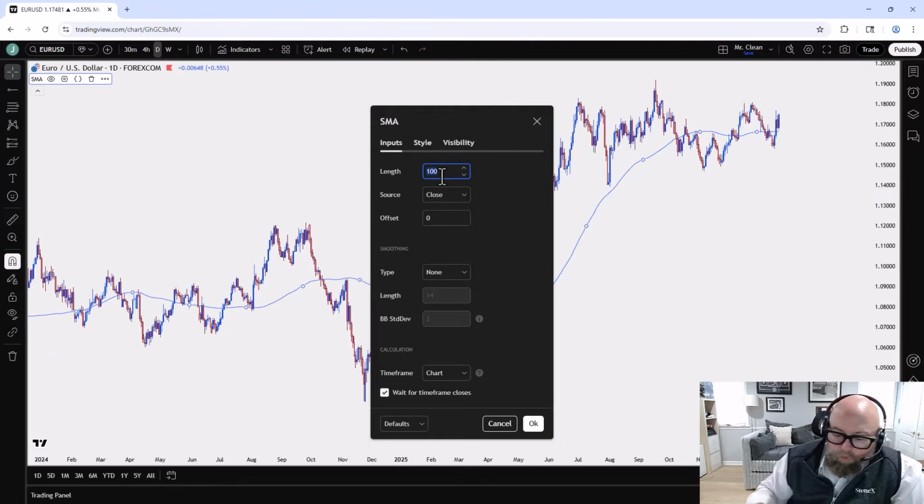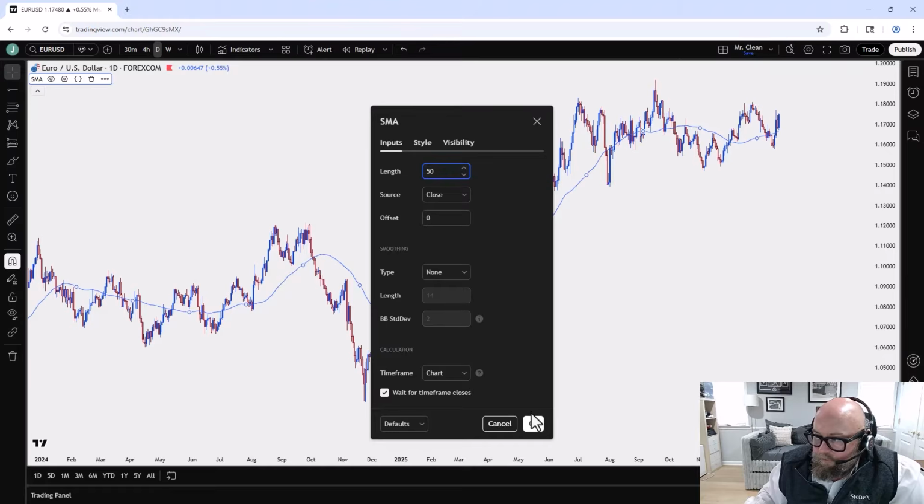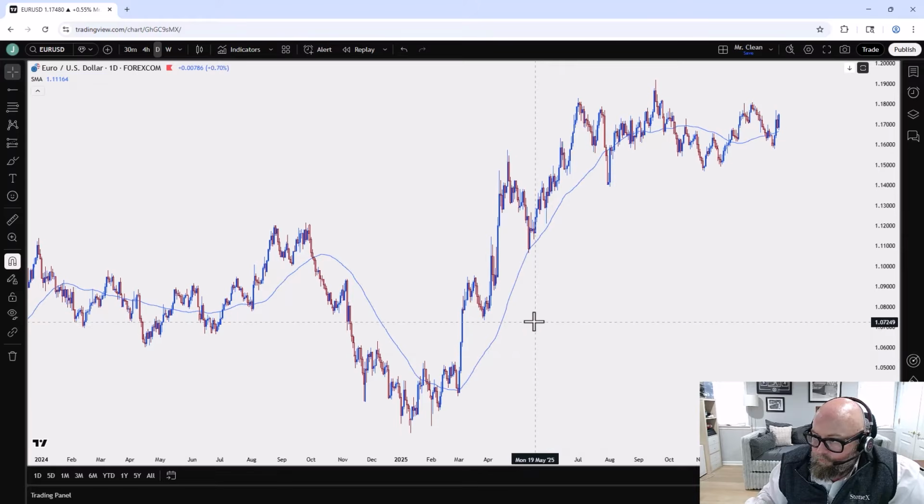Could take this down even more. Sometimes traders will go down to like a 50. The same thing. It's going to be more signals, noisier signals, less consistency behind each, but you'll still find some elements of support or resistance.